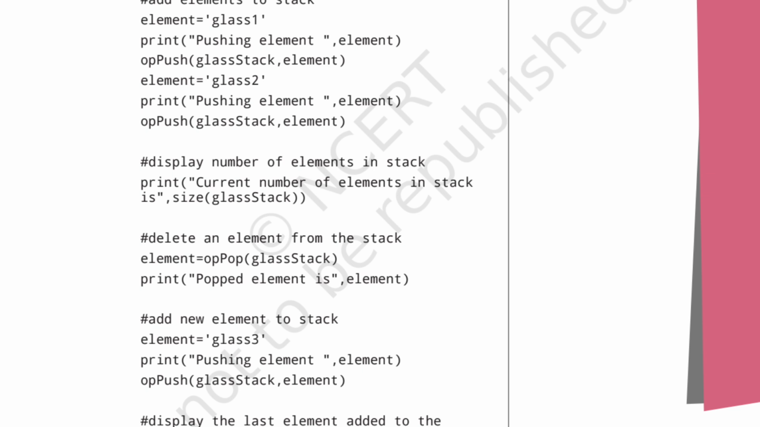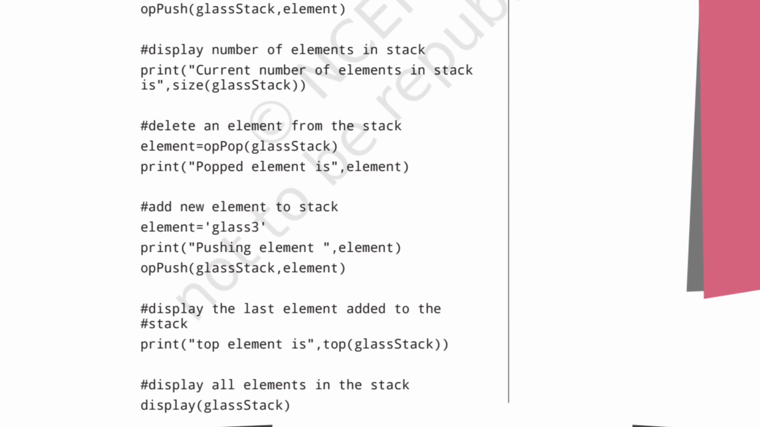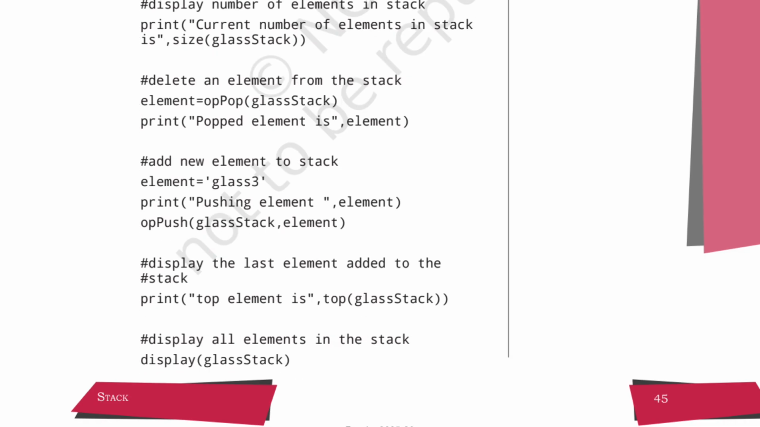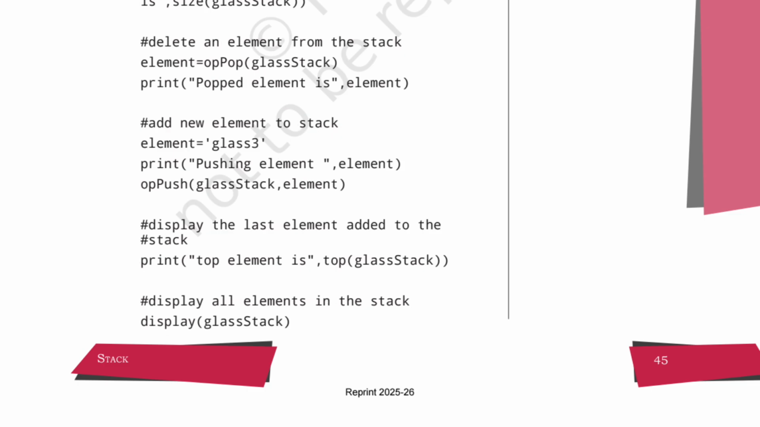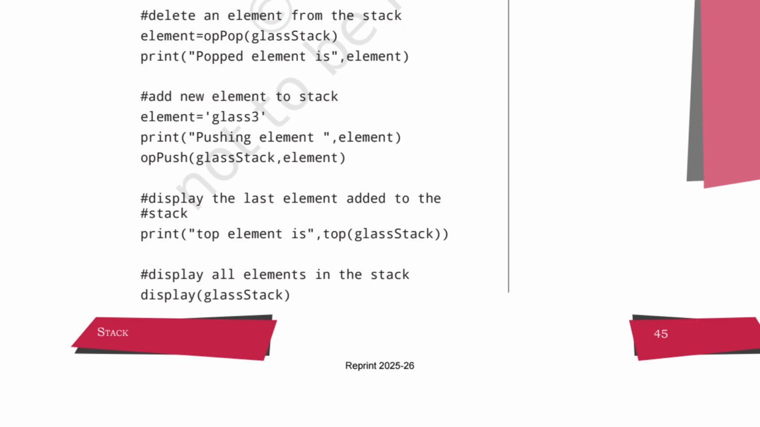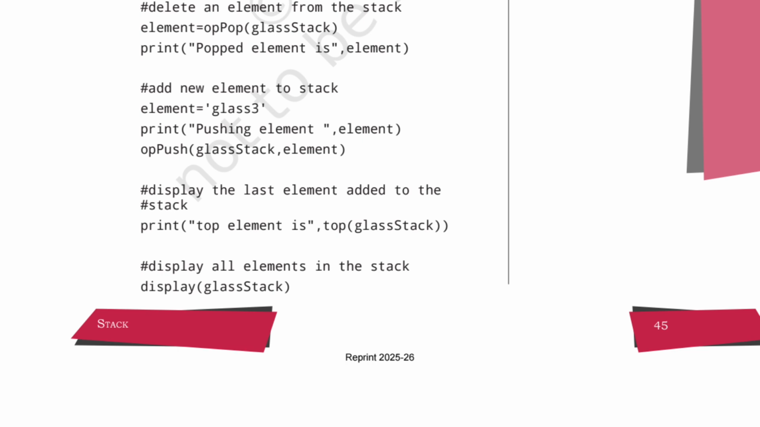Now delete an element from the stack, that is op pop. We are using op pop over here. Op pop means we are deleting the element from the stack. Then again we are adding something, glass 3, pushing the element with op push. Now display the last element added to the stack. Print top element is top(glass_stack). Display all the elements in the stack, display(glass_stack).